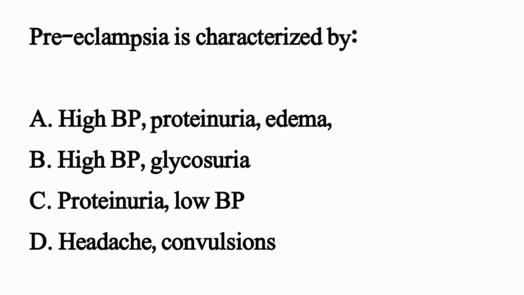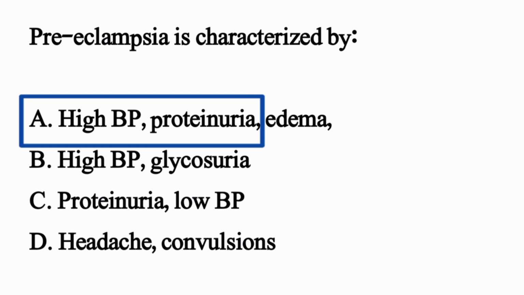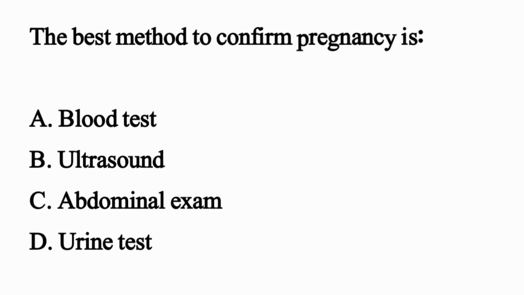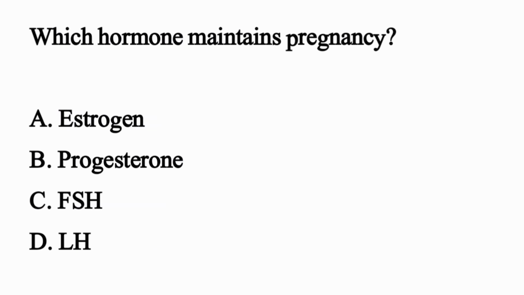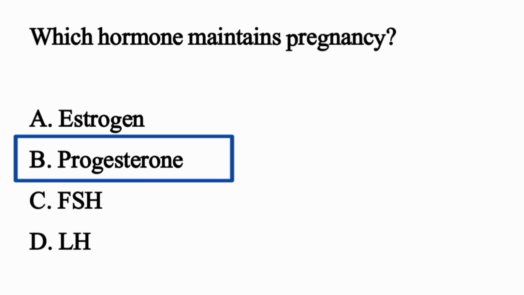Preeclampsia is characterized by. The right option is option A, high BP, proteinuria, edema. The best method to confirm pregnancy is. The right option is option B, ultrasound. Which hormone maintains pregnancy? The right option is option B, progesterone.